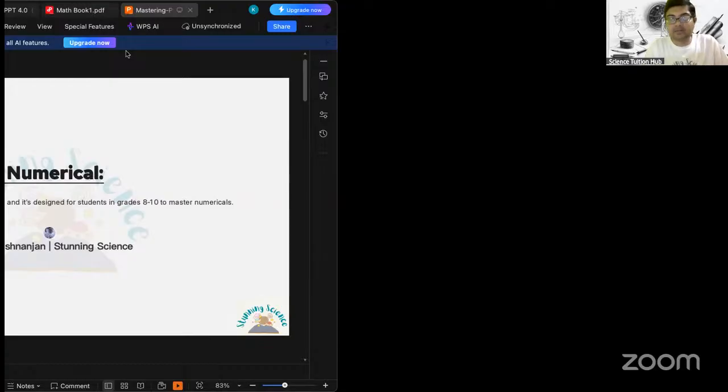So the diagrams. In the pyramid structure, on the top, diagram: visualize the problem. Second, check units. Third, practice. Fourth, learn from mistakes that I told you. Practice and practice, right? So I know this is actually important.